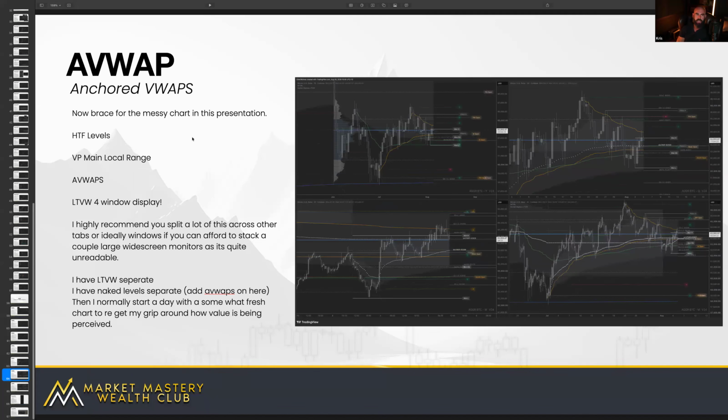So now brace for the messy chart. This is the most messy one you're going to see. This is the high time frame levels, the volume main range, volume profile, the main one, the AVWAPs, and the long-term VWAP in all 4 windows. I highly don't recommend you do this. Get some big screens and split all these up, or worst case scenario, just toggle them on and off, and find something that's a little bit cleaner.